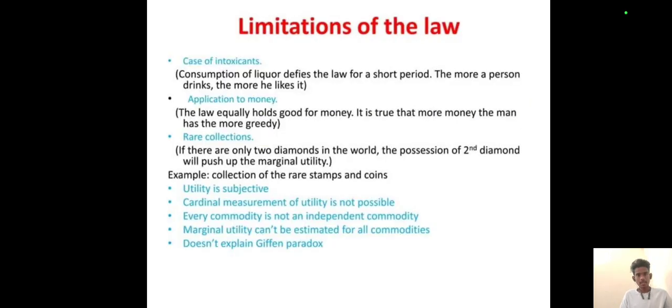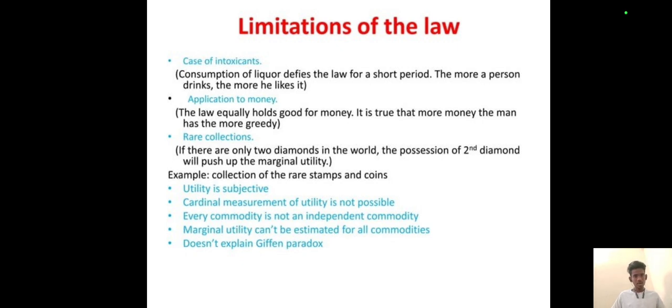Limitations of the law. Case of intoxicants: consumption of liquor defies the law for a short period. The more a person drinks, the more he likes it. Application to money: the law equally holds good for money. It is true that the more money a man has, the more greedy he becomes. Rare collection: if there are only two diamonds in the world, the possession of the second diamond will push up the marginal utility. Example, collection of rare stamps and coins.